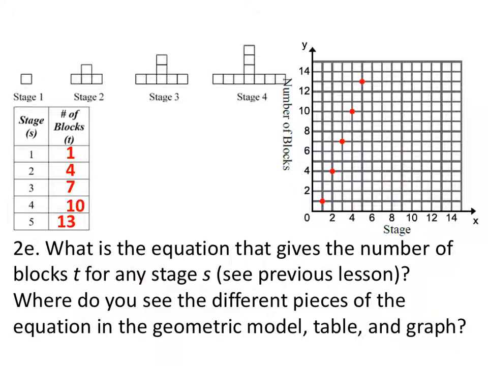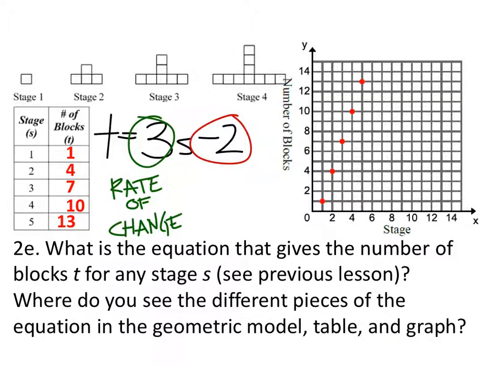All right, what is the equation that gives the number of blocks t for any stage s? We already have this one. The number of blocks, t, would equal 3 times the stage number, but then we would subtract 2 on this one. Where do you see the different pieces of the equation in the geometric model, table, and graph? Okay, 3, that's the rate of change. That would be 3 blocks for every one stage. And we've already addressed that negative 2 in the equation. It represents the number of blocks from stage 0.